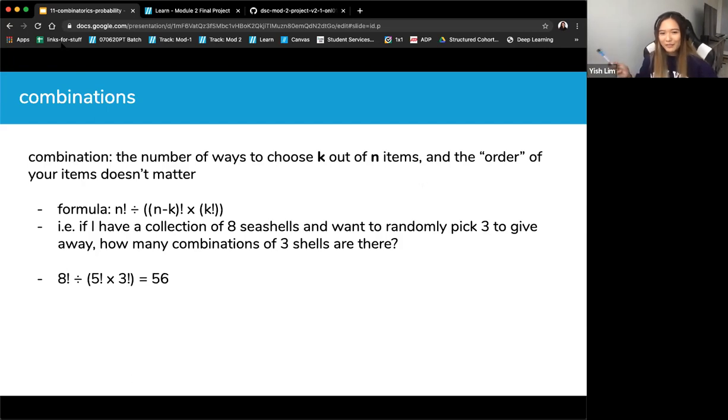The difference between combinations and permutations is that if this was a permutation, I would care about the order in which I'm picking out the seashells. But in this case, I don't care.